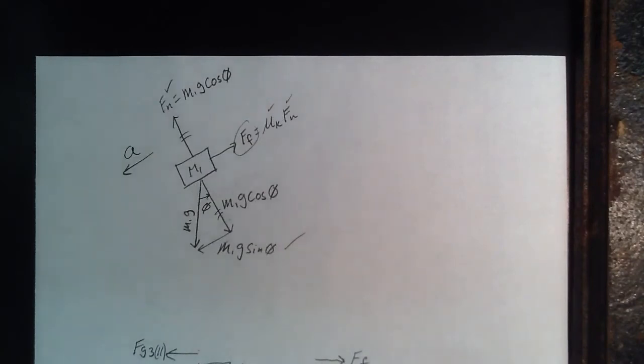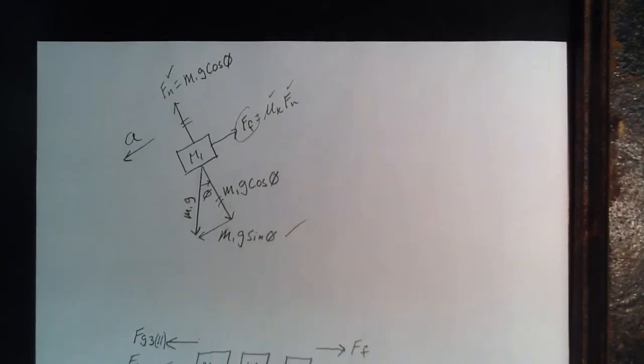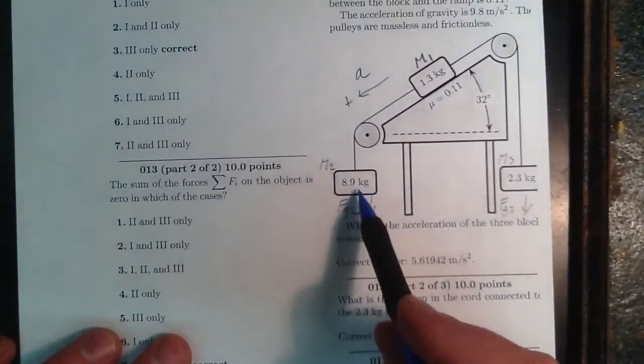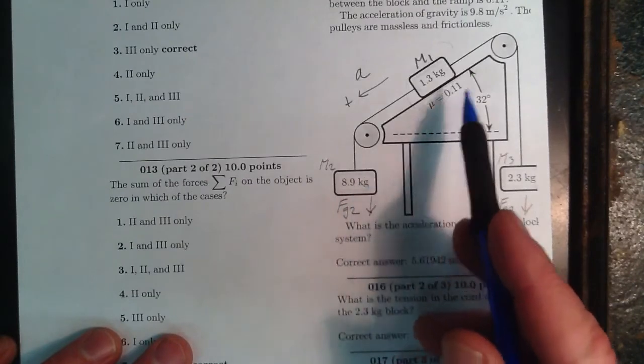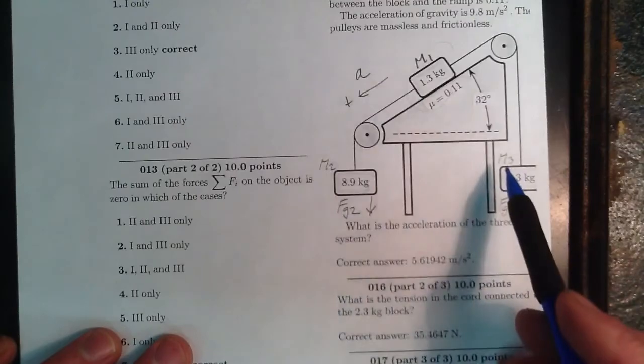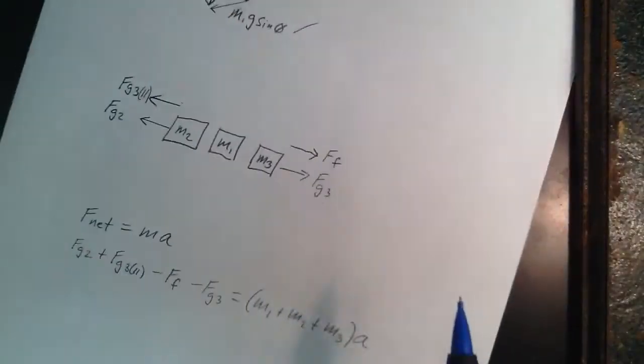All right, now I'm ready to look at all the forces acting on the entire Atwood system. So let's consider these three masses together as an entire system. Some of the forces are trying to pull it up the ramp. Some of them are trying to accelerate the system one way, and some other forces are trying to accelerate the system the other way. As we can see here, this guy is trying to pull the system this way, and this guy is trying to pull the system this way. So let's start with those two forces.